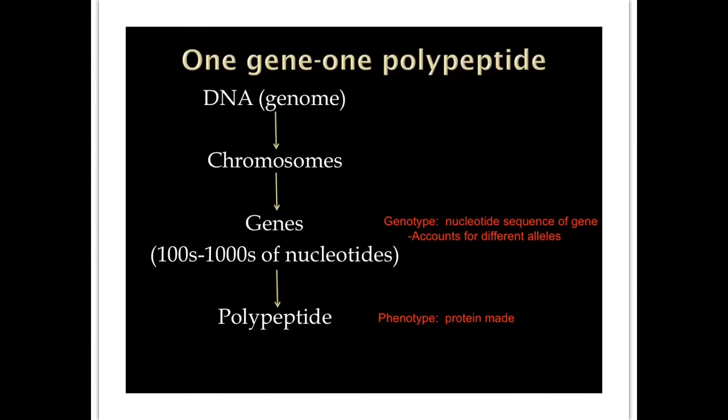When we wrote genotype for genetics, we wrote down the alleles. Is it big A, big A, little a? On the molecular level, a genotype really is the nucleotide sequence of that gene. If you have two different alleles, that means you're going to have two different forms of that gene, two different nucleotide sequences. Well, then phenotype, really on the molecular level, the way that you get genes being expressed is through the protein made. So phenotype is accounted for by what protein is made.